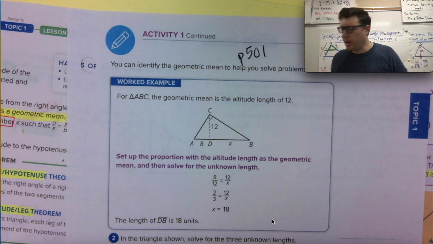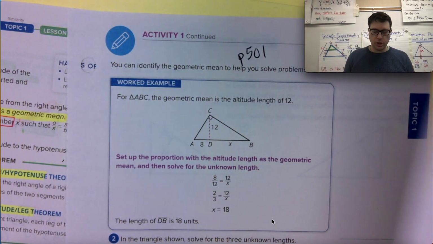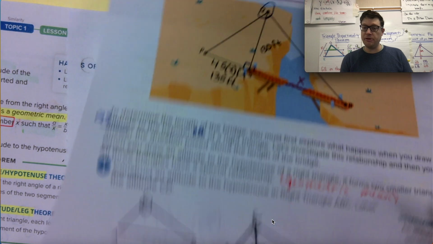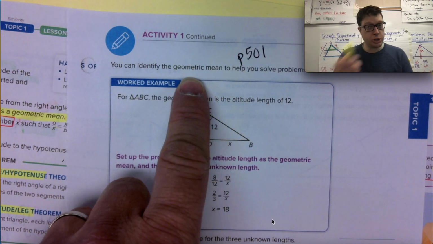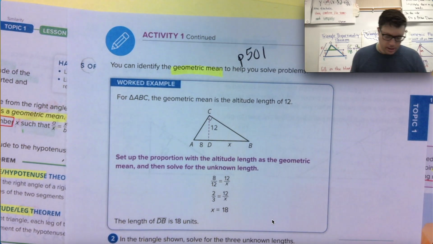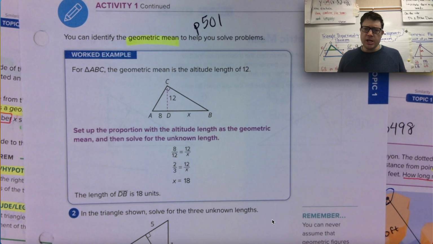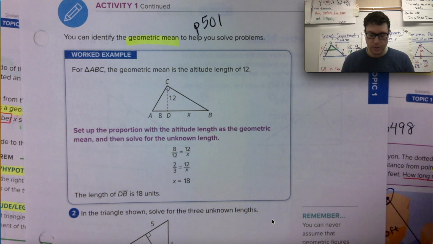501. Continuing activity 1, geometric mean. Let's talk about the worked example, but you should also go back and find page 498 and fill out what you can on page 498 before we go. You can identify the geometric mean, highlight it, to help you solve math problems, geometry situations. So in this worked example, I have all 3 highlight colors, by the way. I think you're going to need them.